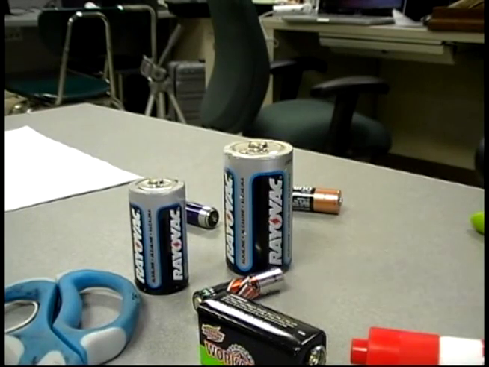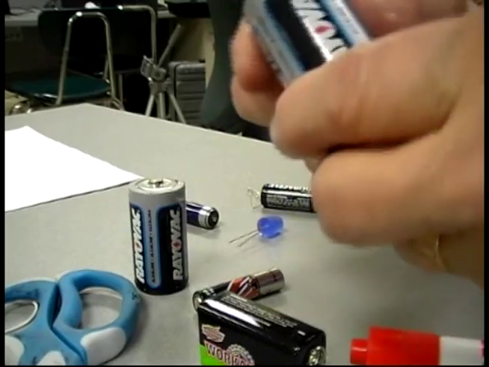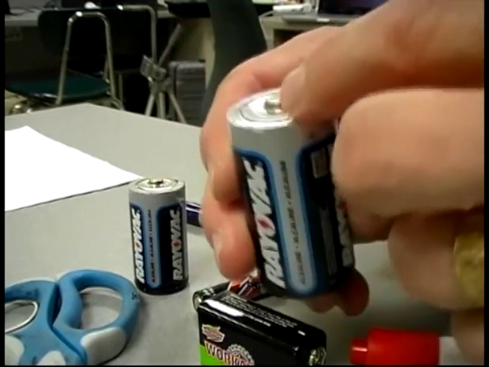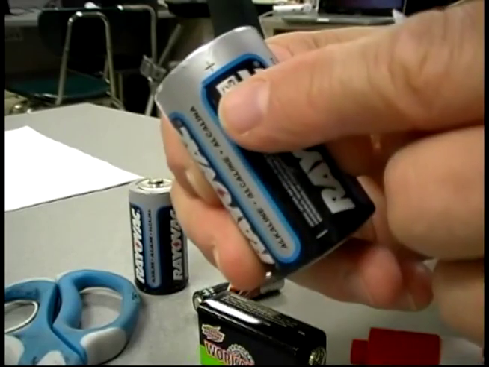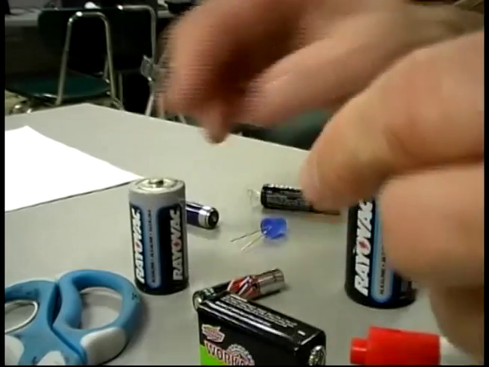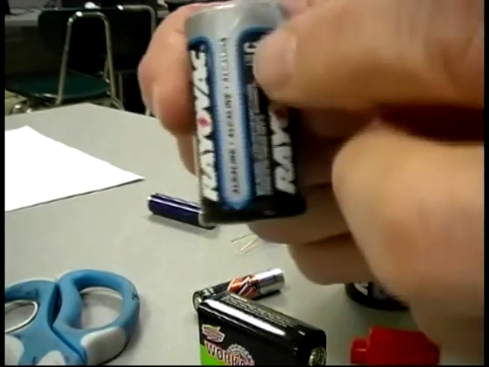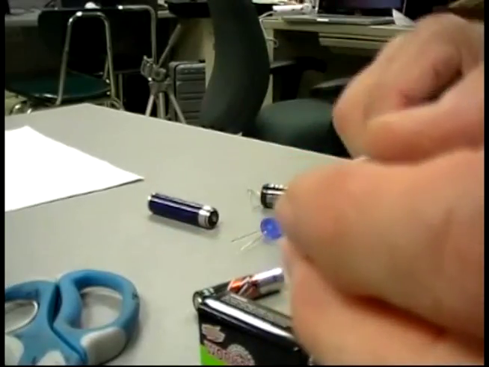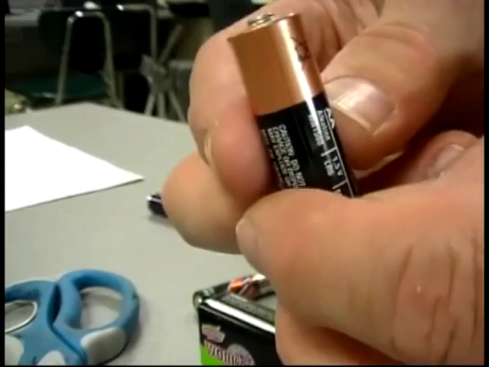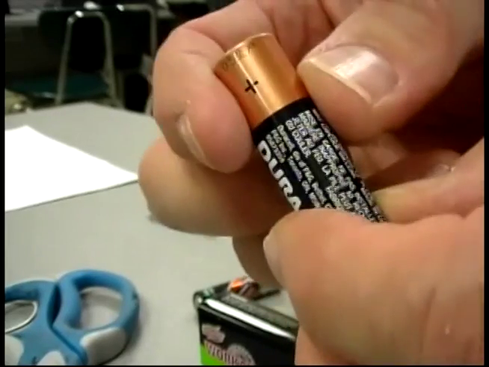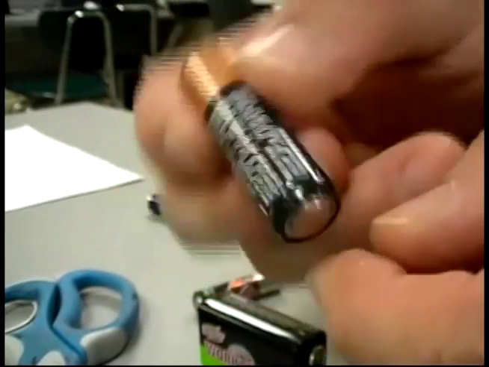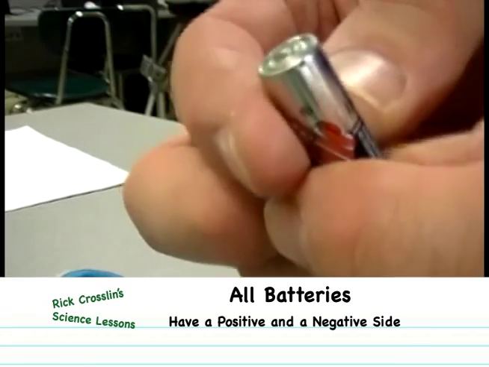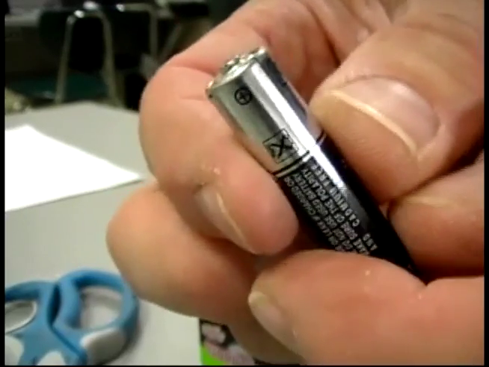I have several batteries right here to share with you, and they all have some things in common. Here is a D-sized battery. It has a positive and a negative. Here's a C. It has a positive side and a negative. This one's called a double A. Let's see if we see the positive. Oh, there's the plus, and there's the minus with the terminals. So batteries have two sides to them, a positive side and a negative side. Here's a triple A. They come in all shapes and sizes.